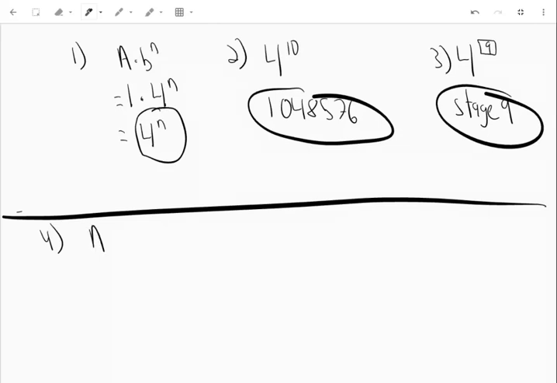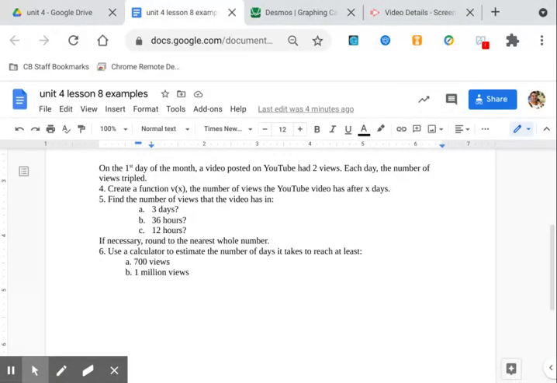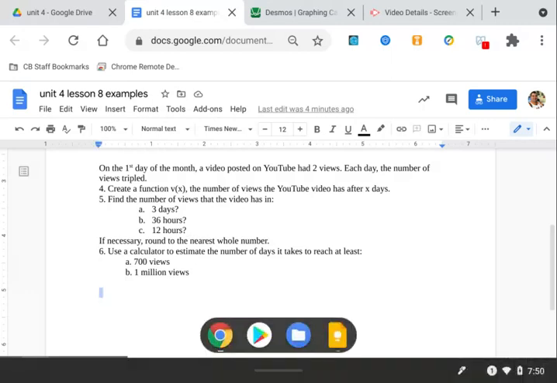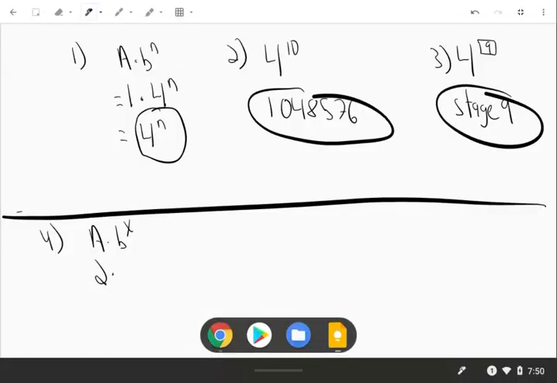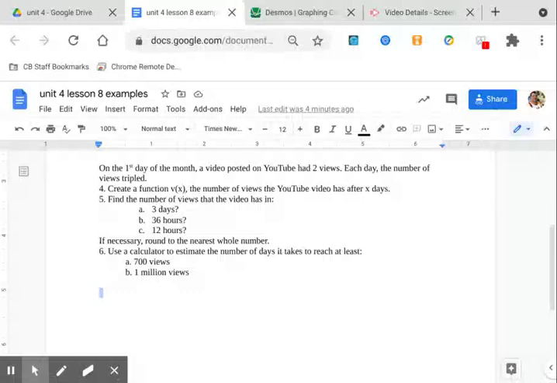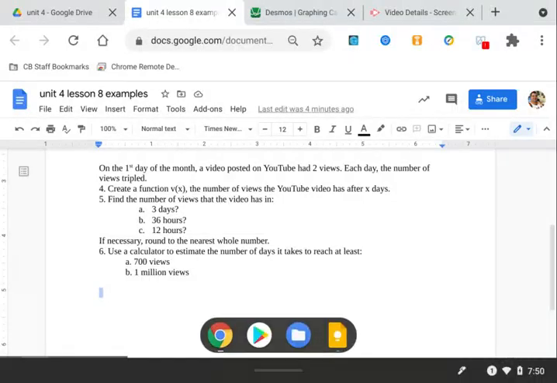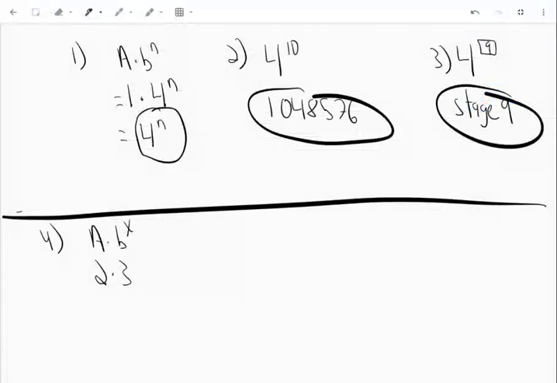So again, let's fill in our exponential growth formula. Our initial value, it said on the first day of the month, the video posted had 2 views. So our initial value is 2. Each day, the number of views tripled. So my growth factor is going to be 3. So 2 times 3 to the power of x, and it's tripling each day. So x is days in this case. So there's your answer to number 4.